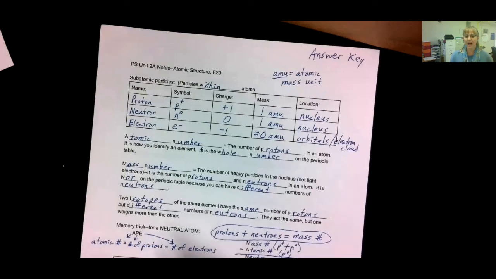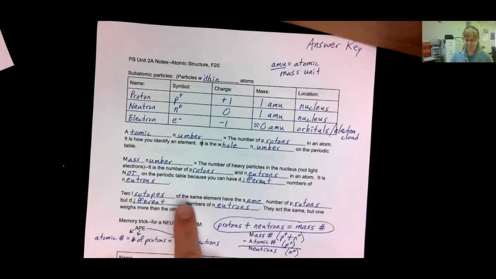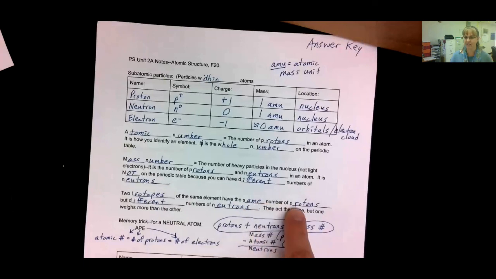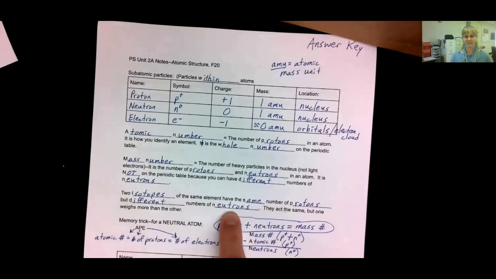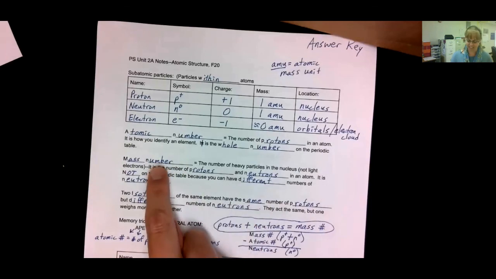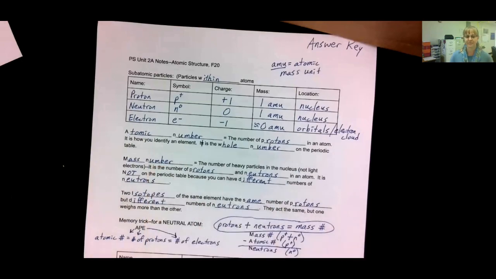Next, isotopes are the same element, but with a different number of neutrons. So they have to have the same number of protons, that's what makes it the same element, but a different number of neutrons makes it a different isotope. And that's what gives it the different mass numbers.